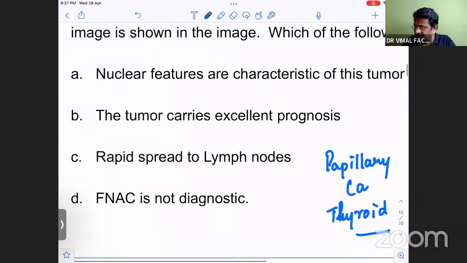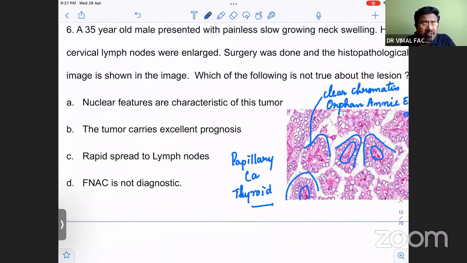Now let's see what the nuclear features or characteristics of this tumor are. Just now we saw that it has a very characteristic feature. And this tumor carries an excellent prognosis, one of the best. If you do surgery, definitely they will have the best prognosis. And a rapid spread to lymph nodes. Yes, in papillary carcinoma, lymphatic metastasis is very common.